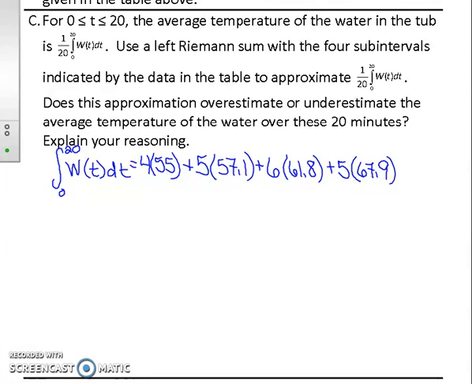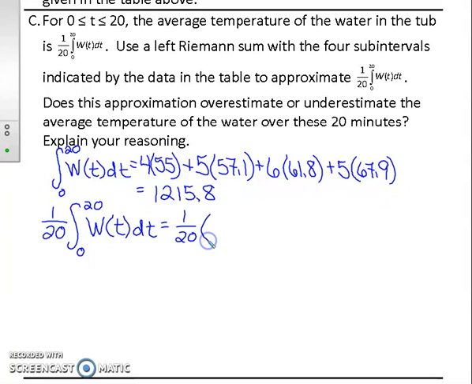This is where your calculator comes in handy because you could just calculate all that real quickly. You would get a total of 1,215.8. But what you have to remember to do is then take 1/20th of the integral. And you get 60.79. And then they ask, does this approximation overestimate or underestimate the average temperature of the water over these 20 minutes?